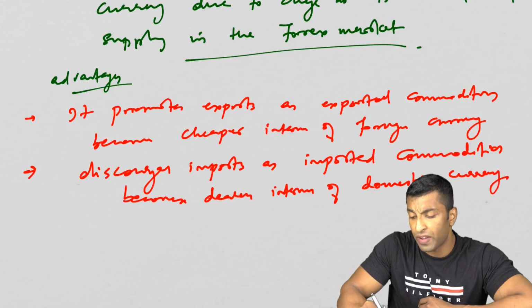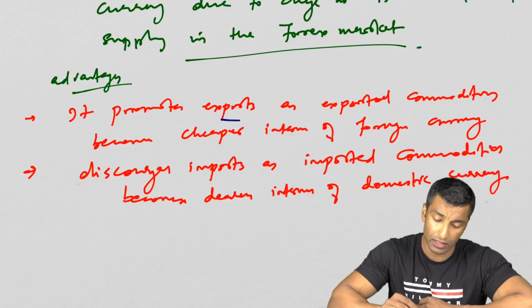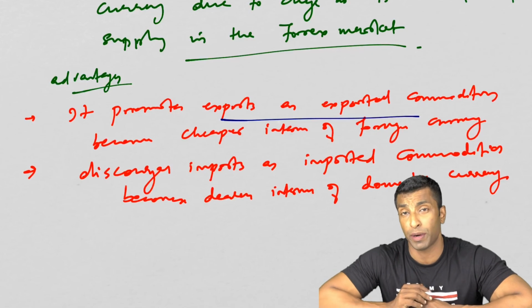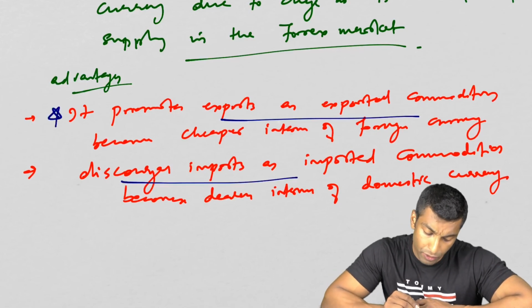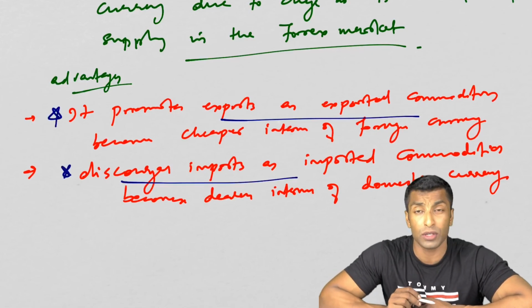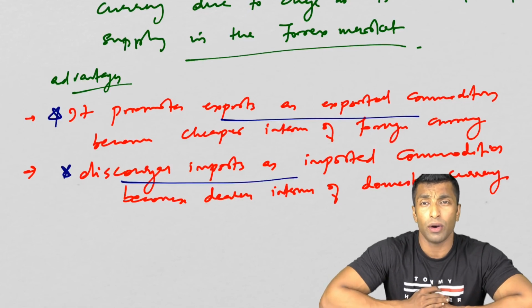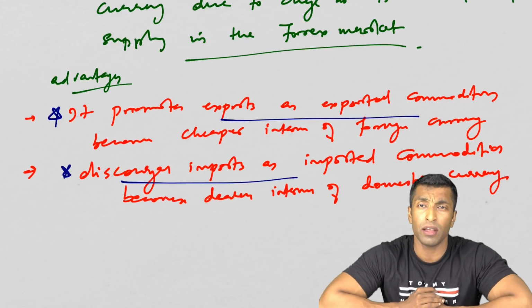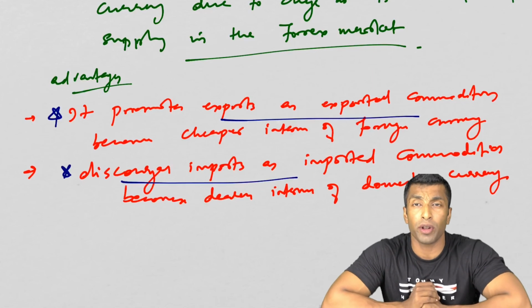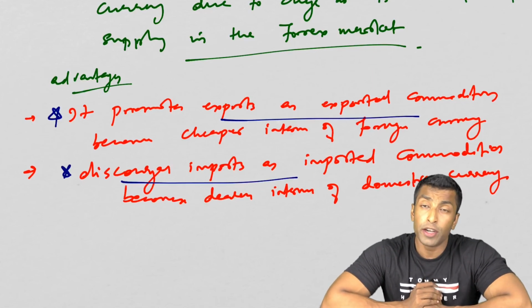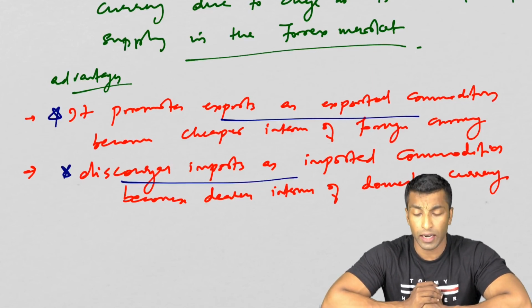So these are very important from the prelims point of view. This is very important: exports are promoted and imports are discouraged. Those two points are very, very important. So I hope you understood the reason. Okay, so these are very, very important impacts of depreciation, or the advantages.